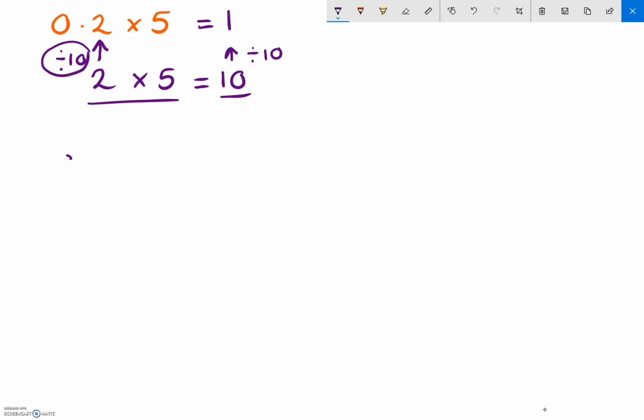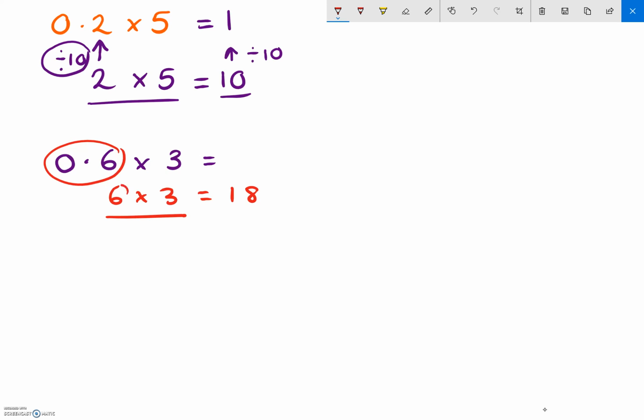If I had 0.6 times 3, I know that looks a bit like 6 times 3, which I know is 18. My question, this is what's different here. That's been divided by 10. So because my question's been divided by 10, I divide my answer by 10, which is 1.8. So 0.6 times 3 is 1.8.